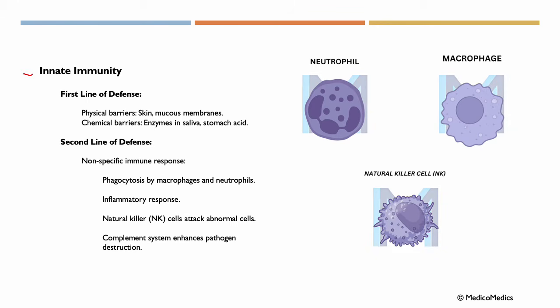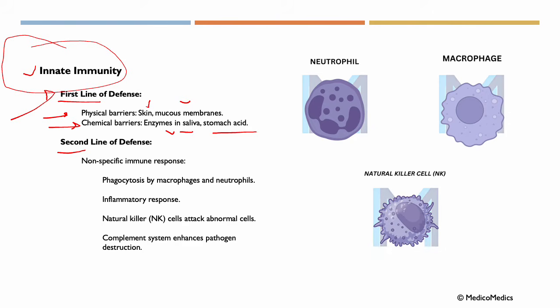Now, we have something called innate immunity, which means we're born with it. And here we divide it into our first line of defense and our second line of defense. Now, when we talk about the first line, we have physical barriers and we also have chemical barriers. In our physical barriers, we have skin and mucous membranes. For our chemical barriers, we have enzymes in our saliva and we have stomach acid.